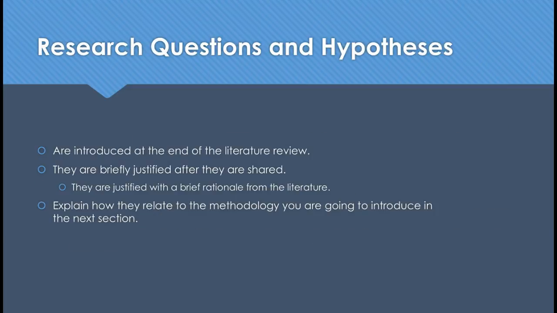Research questions and hypotheses are introduced at the end of your literature review. They're justified at the end of your literature review with some of the sources that you found within your review, and you provide a brief rationale for them. This isn't going to be more than half a page to a page for the type of paper that we're writing, and it should really explain how they relate to your methodology. It's almost a bridge to your methodology section that comes right after that. So you'll have it at the very end of your lit review, you'll discuss them, and then after that it'll nicely segue into your methodology section, which we'll get into in week 3.